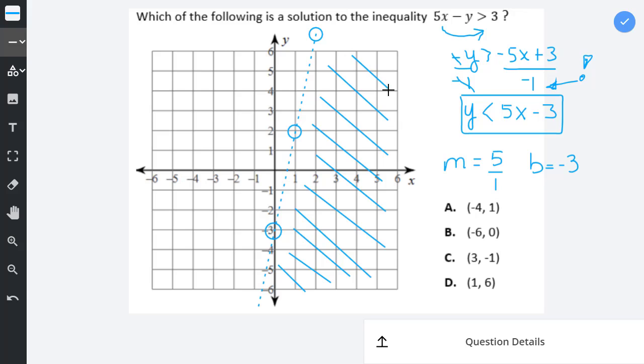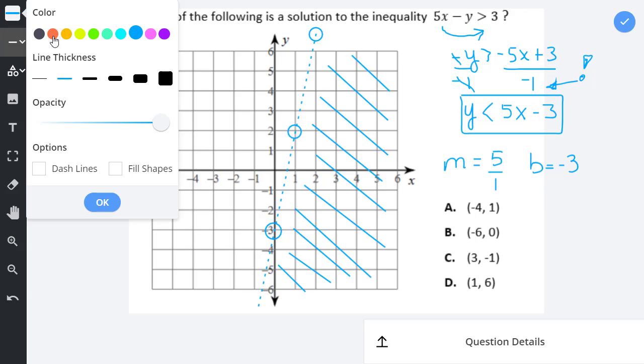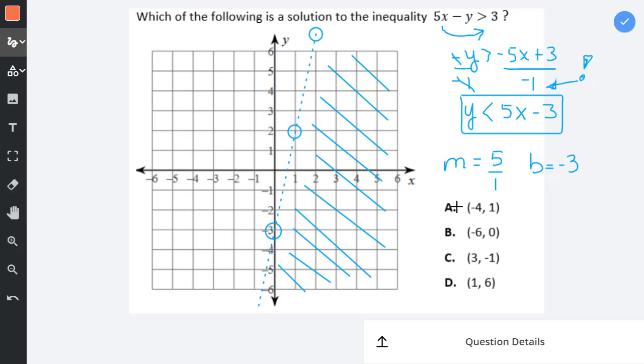There we go. Now it's time to plot the points. So let's go ahead and plot the points and change the color here. I'm also going to make the line thicker by selecting that. So I'm going to make my first point there, which is negative 4. 1, 2, 3, 4, up 1. Then I click there, and then the next point is negative 6, 0. So 1, 2, 3, 4, 5, 6, and that's my next point. The next one is 3, 1. So I go to the right, 1, 2, 3, and down 1.